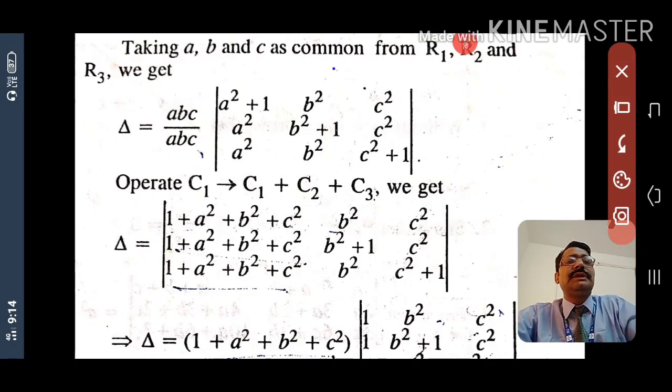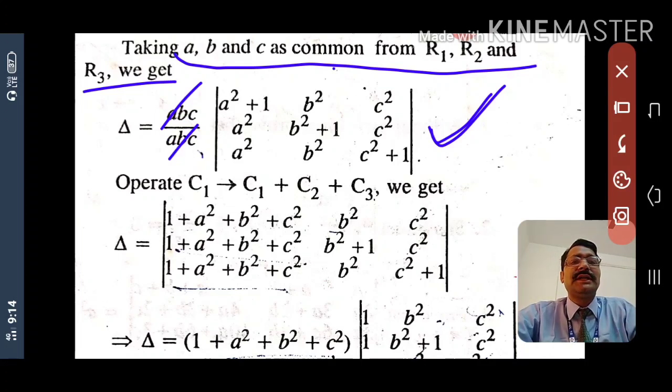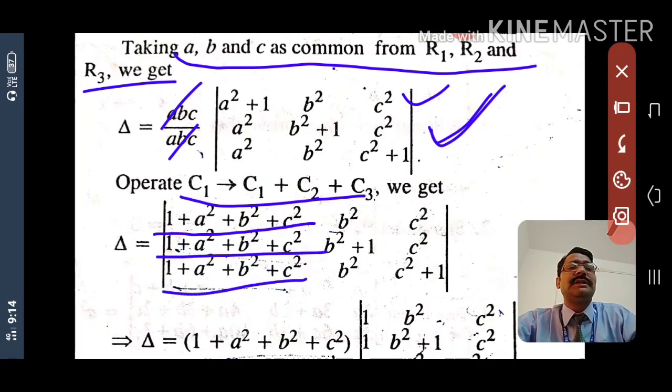Now after this, what will happen here? Take common this abc from R1, R2, R3. You will get this type of determinant, and outside abc, abc will cancel. Now you want 1 plus a square plus b square plus c square. How can you get that? This is very easy to understand. If you write C1 equals C1 plus C2 plus C3, what do you get? C1 is totally changed. You can check this. You get 1 plus a square plus b square plus c square, and second column and third column there is no change.